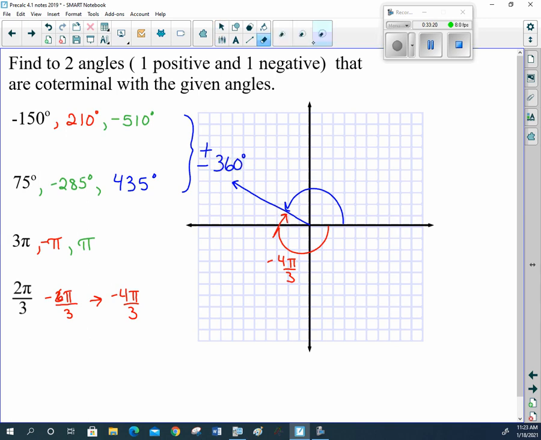And then if you want to get another one that's positive, just take the 2 pi over 3 and add 2 pi to it, and that'll get you in the same spot. So we're going to add 2 pi.